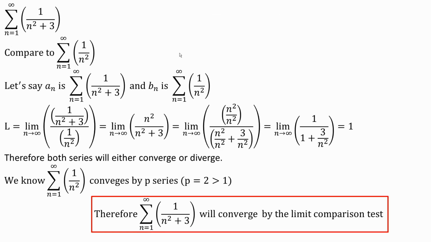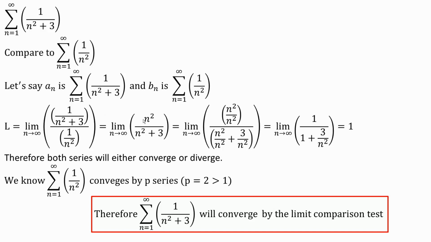First, I will make my comparison. This is the comparison I will make: 1 over n squared. So we can say that a sub n is equal to this series and b sub n is equal to this series. Now we take the limit as n approaches infinity of 1 over n squared plus 3, this term right here, divided by 1 over n squared. This will equal the limit as n approaches infinity of n squared divided by n squared plus 3. This n squared is going to the top.